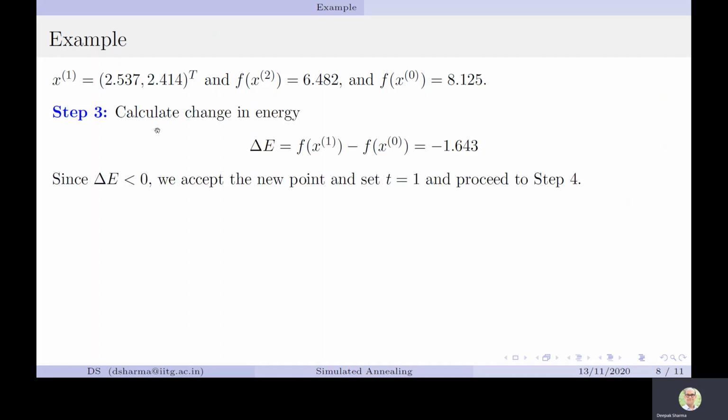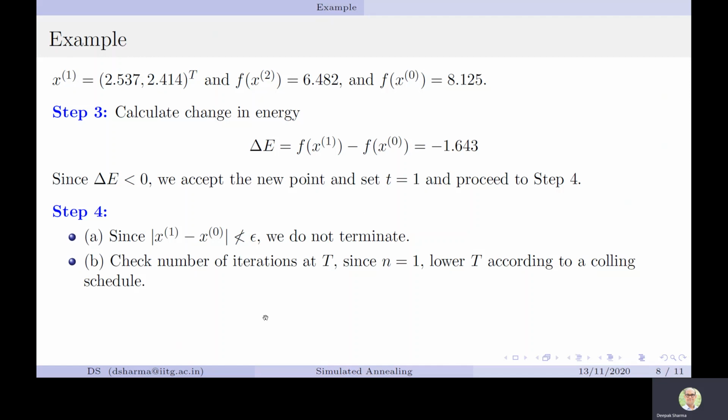Now in step 3, we remember that we have to find the delta E value. Currently it is minus 1.643, so delta E is smaller than 0. So anyway, we are going to accept the new point because it is better than the current point. And then we directly go to step number 4. That is, we have to check the termination condition.